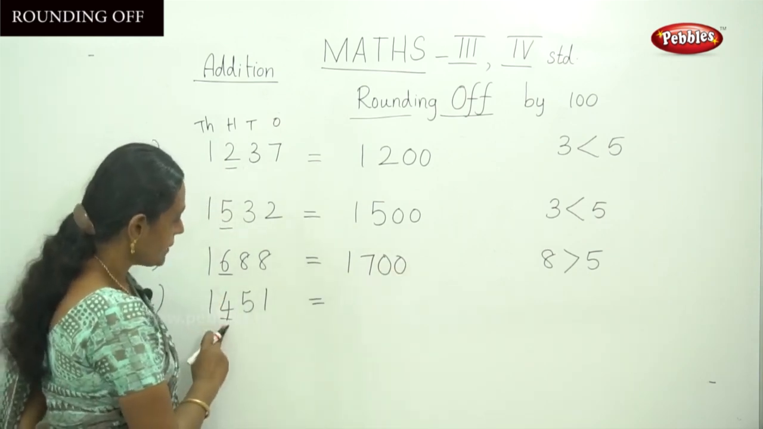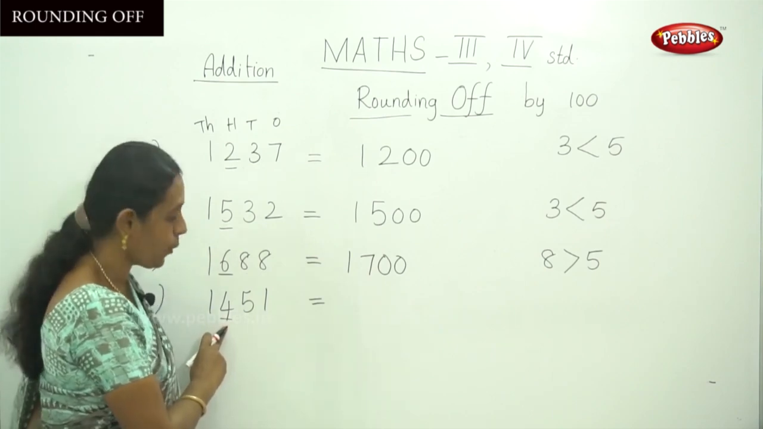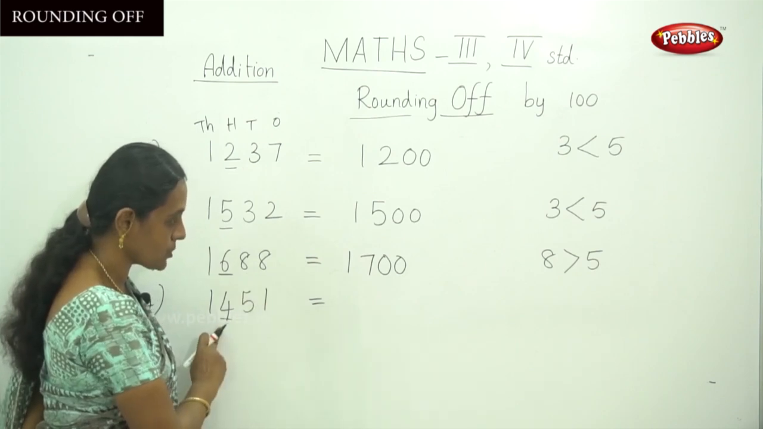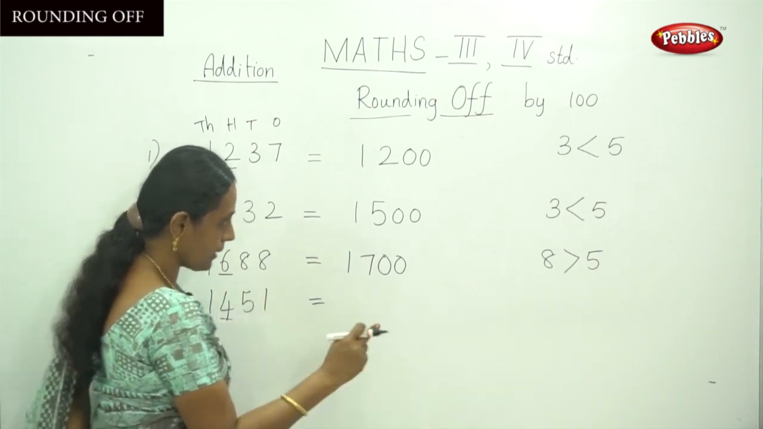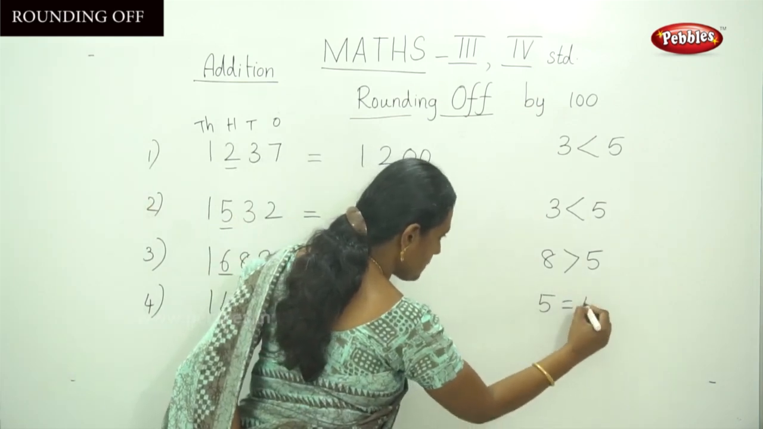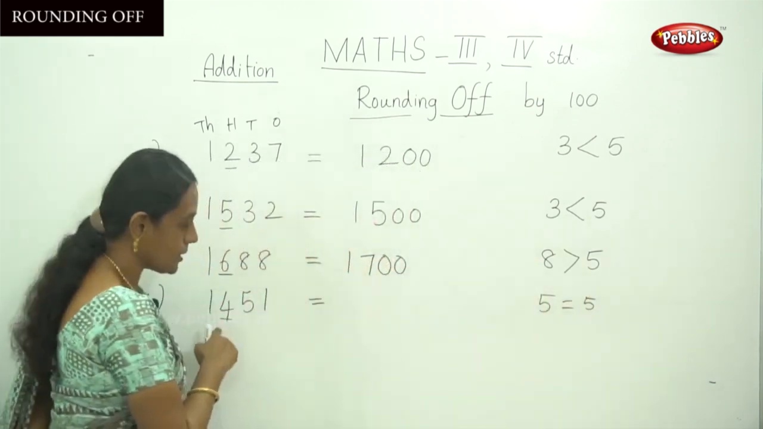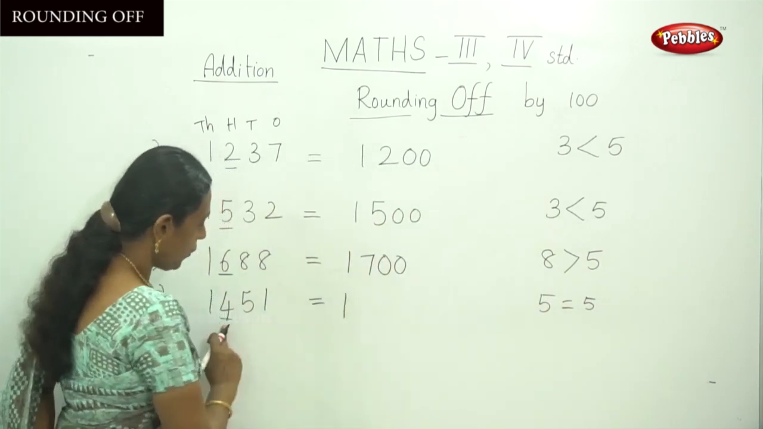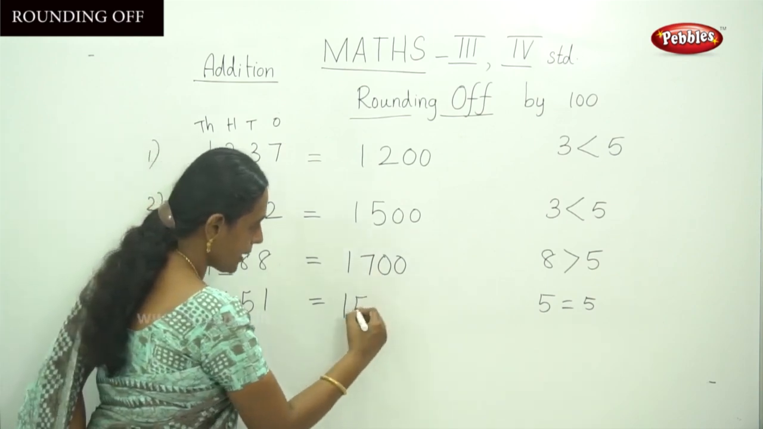And here the hundreds place number is 4. So observe the next digit: 5 or more than 5 means you have to change the number. Here it is 5 or more than 5, so you can change the number to the next 100, children. So you have to write 4 means next, that is 500.